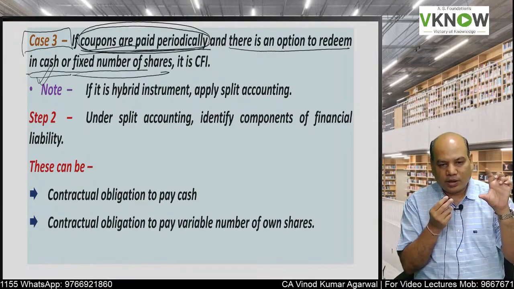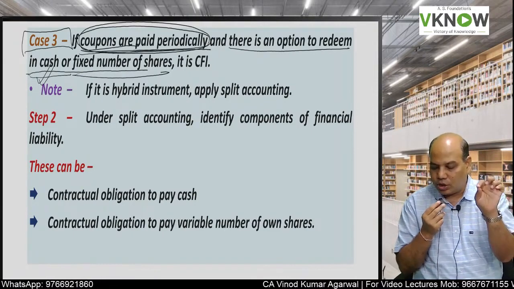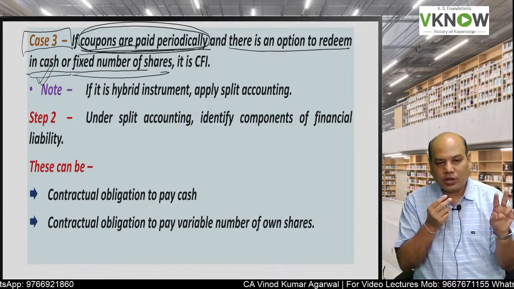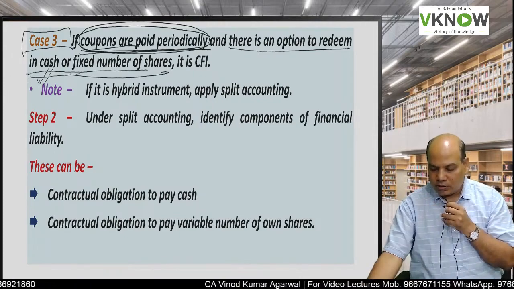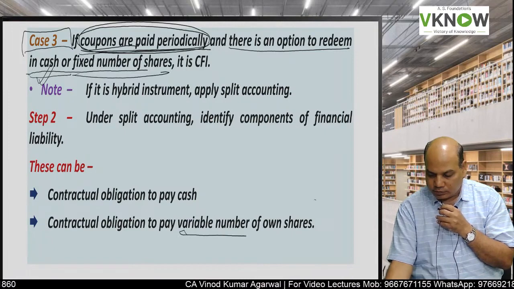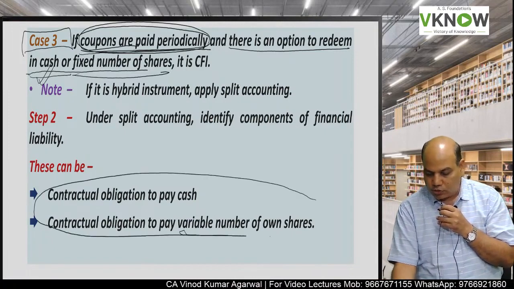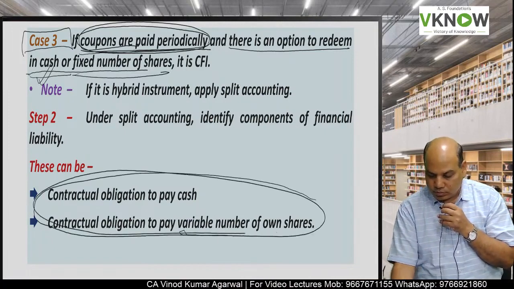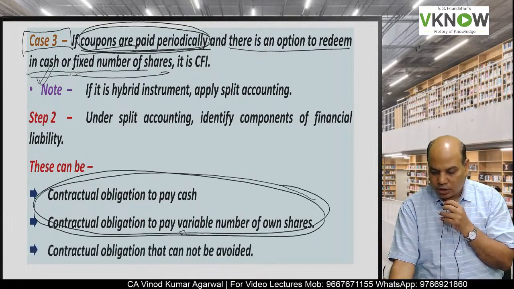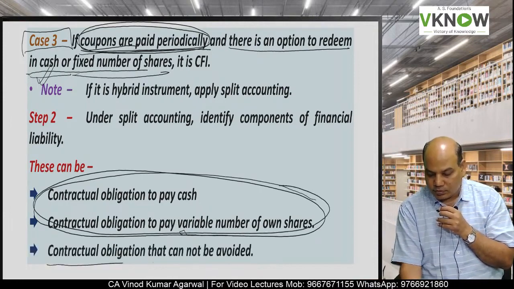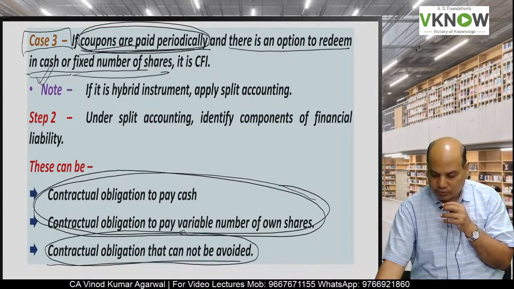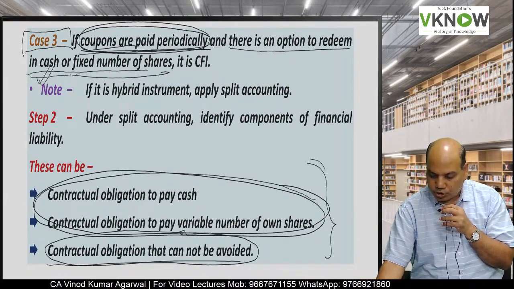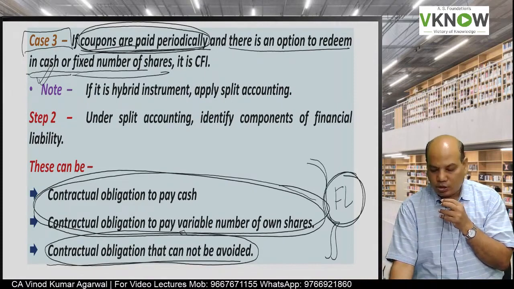What is that amount of cash which we cannot avoid? Second, what is the contractual obligation to pay a variable number of own shares, variable. This portion is financial liability. And what is the contractual obligation which cannot be avoided? So this portion is the financial liability component.